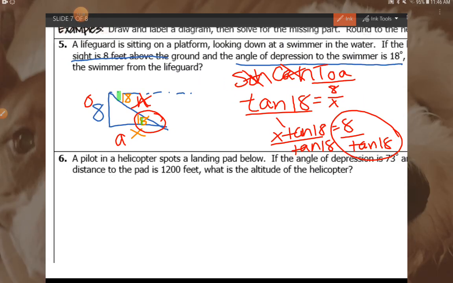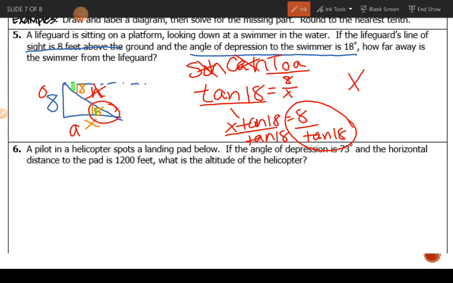So our answer, how far is the swimmer from the lifeguard? He's going to be 24.6 feet away from the lifeguard. Okay. We're going to do 2 more.